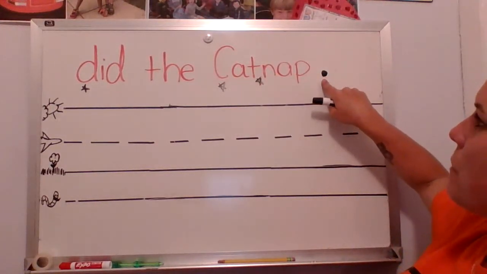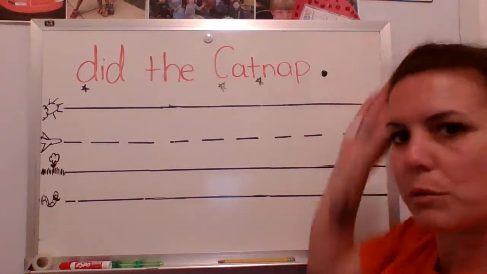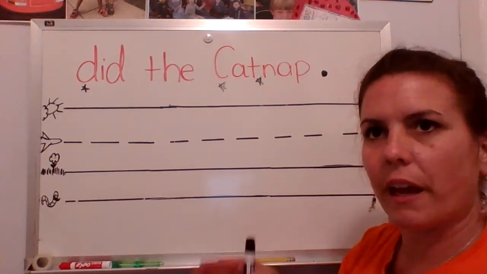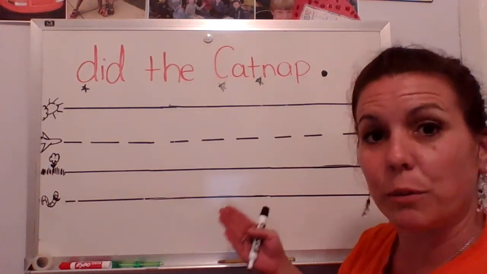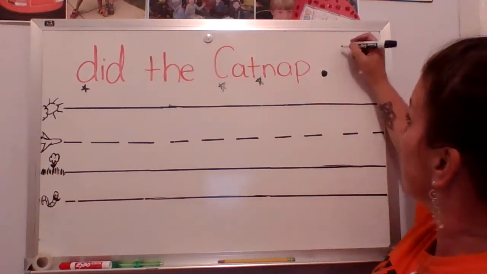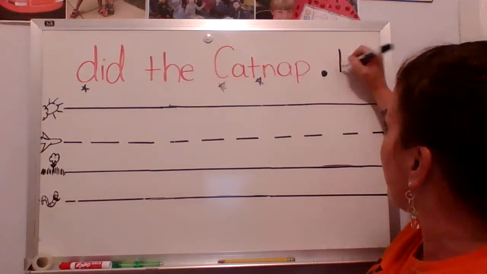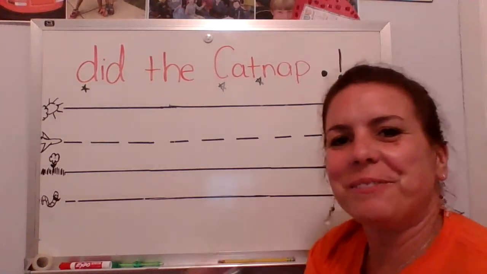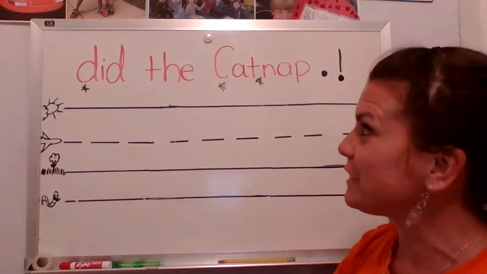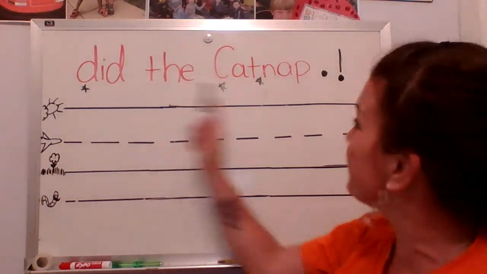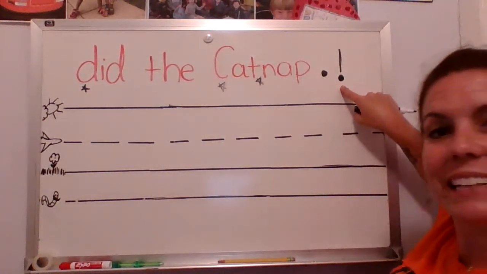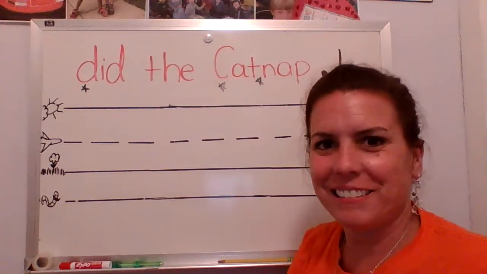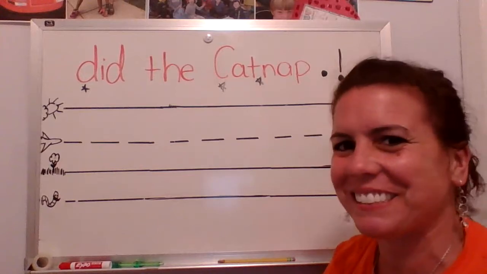So we could either choose a period, that's just the dot, and it would be just a telling sentence. Did the cat nap. That's what it would sound like if we put a period there. If we put a straight line down with a dot, then we have to read the sentence with excitement in our voice, a lot of emphasis. So if we use the exclamation mark, then it would sound like this. Did the cat nap! I don't think that's the way that we want it to sound, do we?